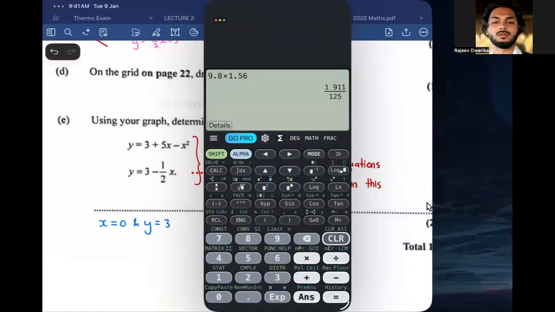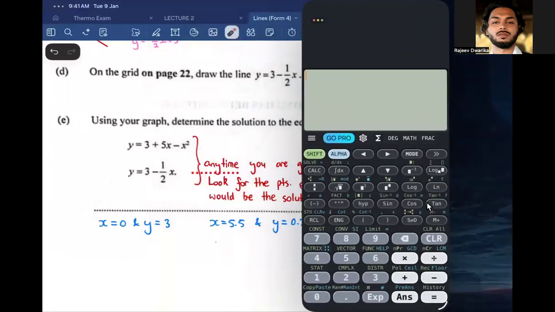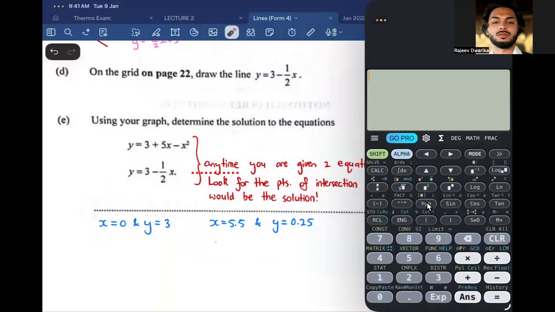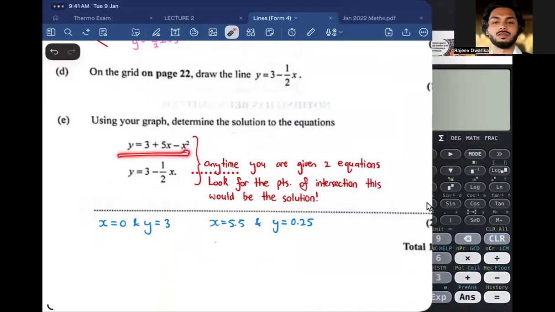Check this out. So watch this right here. The other answer was x is 5.5 and y is 0.25. So let me plug it into the top equation, the top one.